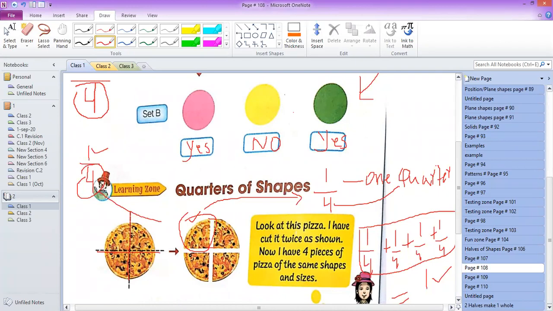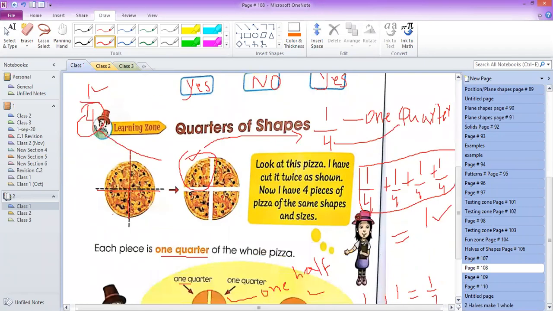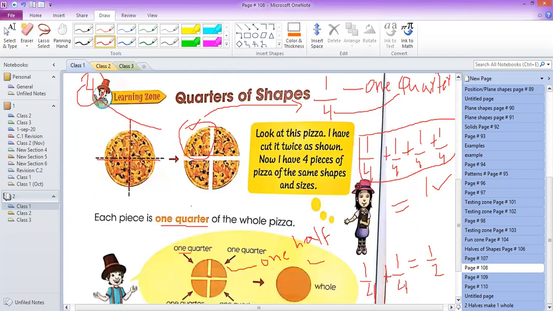So what does that mean? A quarter of the pizza means out of four pieces, you are going to eat one piece. This is what you have to remember. When you talk about two equal pieces, that means we are talking about halves. When we talk about four equal parts, that means we are talking about quarters. You can see four equal pieces. These all are quarters of the shape.